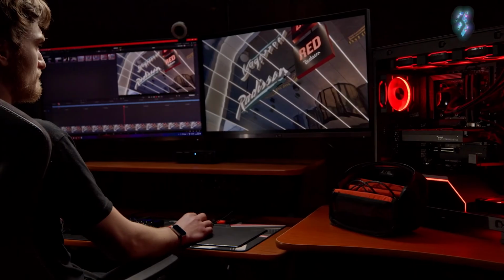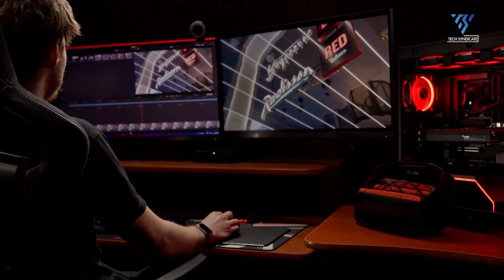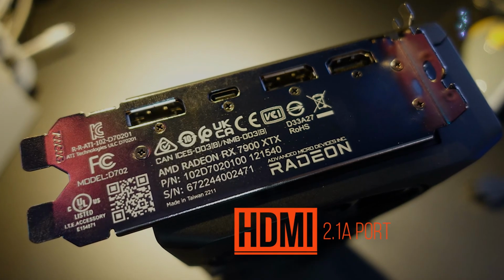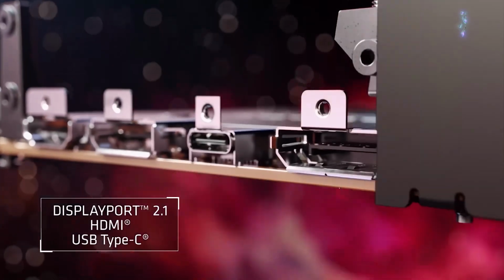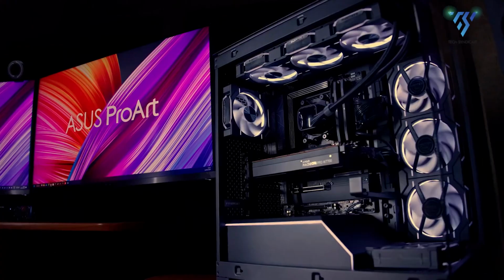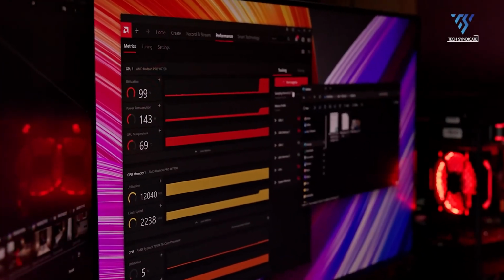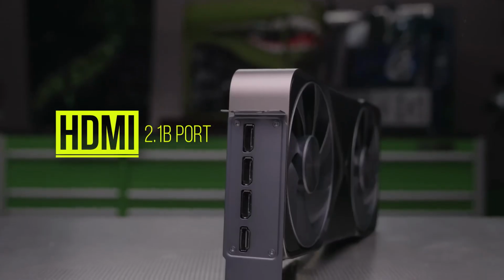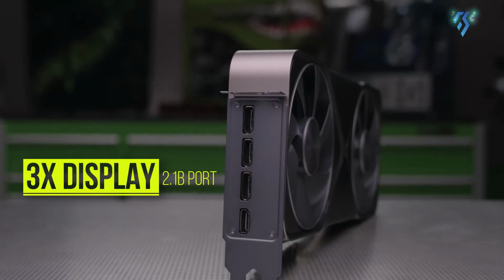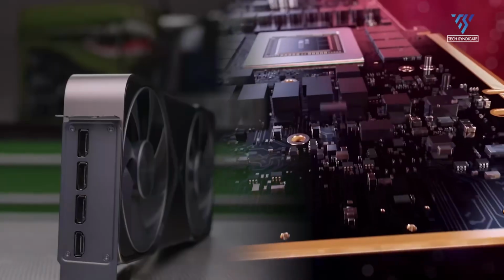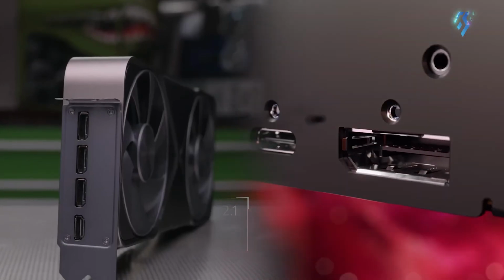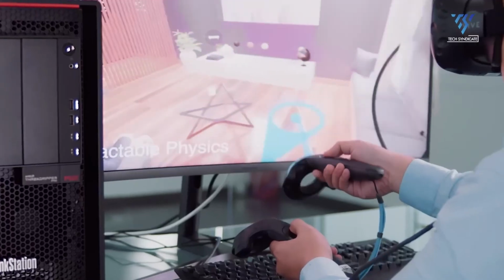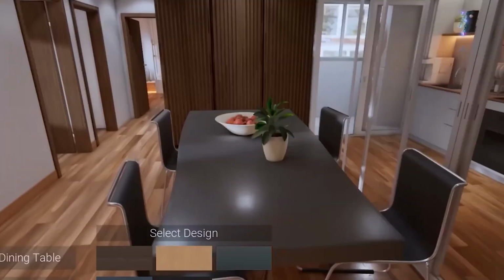Connectivity options are essential for multi-monitor setups and peripheral compatibility. The RX 7900 XTX offers one HDMI 2.1a port, two DisplayPort 2.1 ports, and a USB Type-C port, a versatile selection catering to various devices. The RTX 5080 matches closely with one HDMI 2.1b port and three DisplayPort 2.1b ports, but omits USB Type-C. While both GPUs provide ample connectivity, the RX 7900 XTX's inclusion of USB Type-C gives it a slight advantage for VR headsets and external displays.